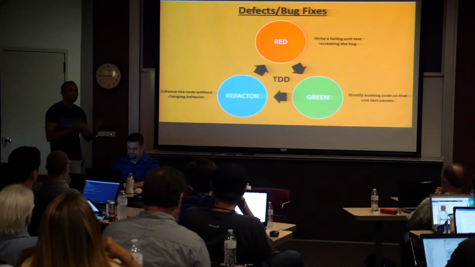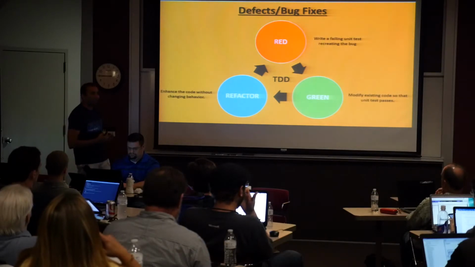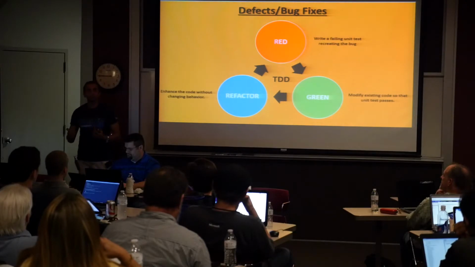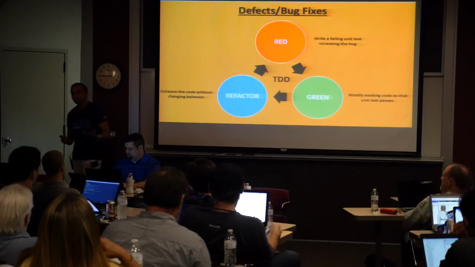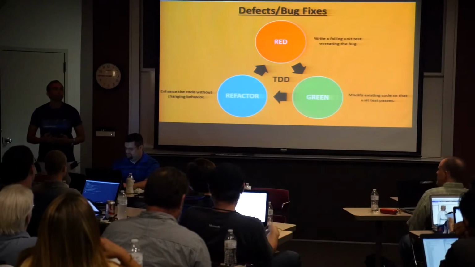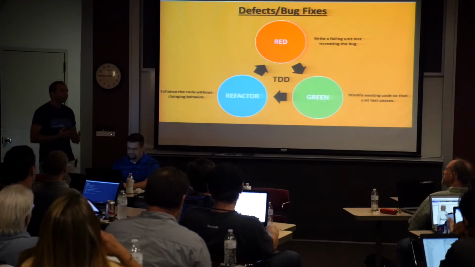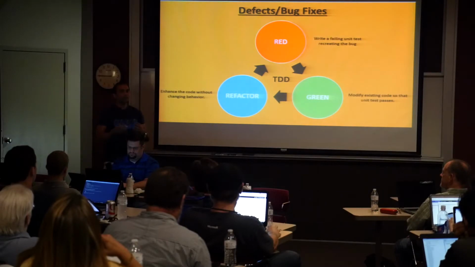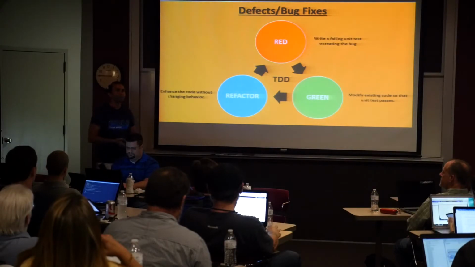All of you must have heard about this. Write a failing unit test which can recreate the issue which you are working on. So if you have a defect, go ahead and write a failing unit test. You know that this is the scenario which business has mentioned, and since it's a defect, my code is not working properly, so the unit test should fail.